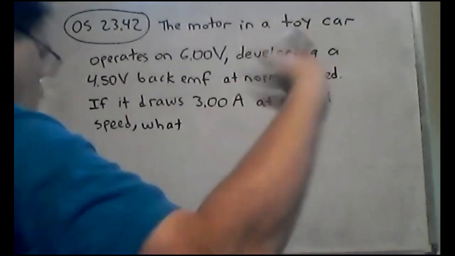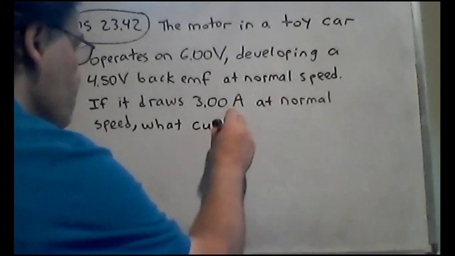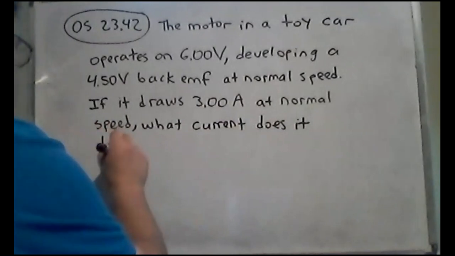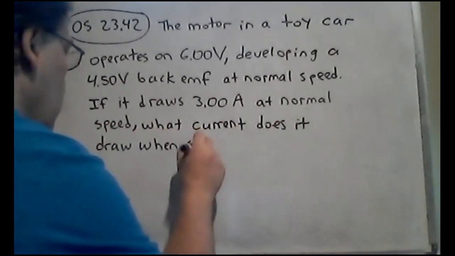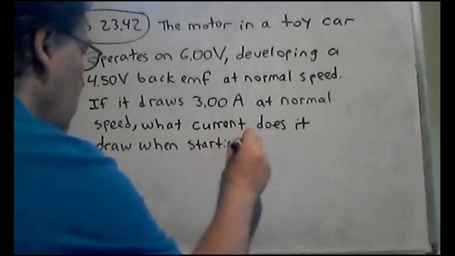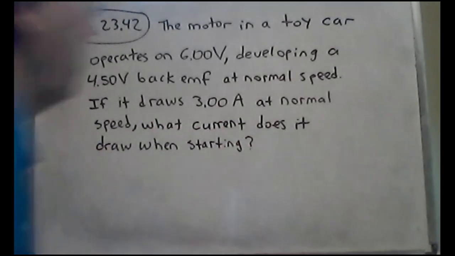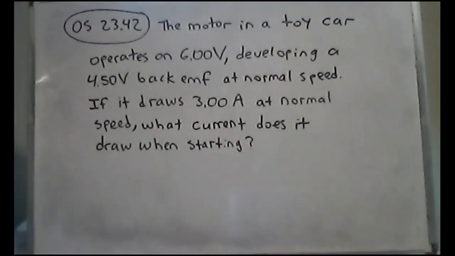Again, very similar to the last problem. Reading this here: the motor in a toy car operates on 6.00 volts, developing a 4.50 volt back EMF at normal speed. If it draws 3.00 amperes at normal speed, what current does it draw when starting?